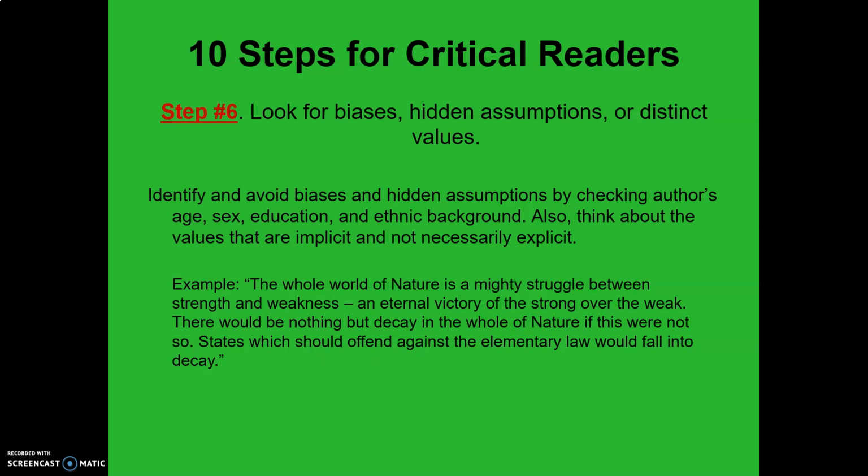All right, now we are ready for steps 6 through 10. Now, step 6 says, look for biases, hidden assumptions, or distinct values. This is going to be in the writers, and obviously, a writer is not perfect. A writer is really a product of his or her society. So I think it's wise and well informed to know that everyone has bias. Everyone, even if you try not to, has some sort of bias.